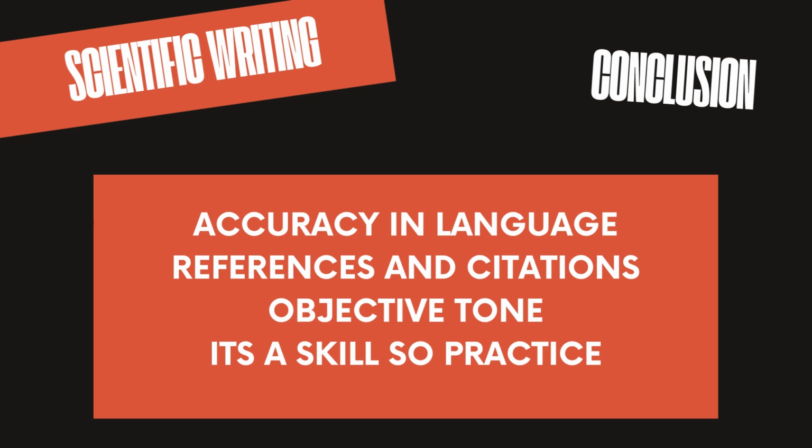So, to sum it up, scientific writing is all about communicating your research clearly, structuring your paper logically, using accurate and objective language, and ensuring your work builds on what others have done. Whether you're writing a research paper for class or aiming to publish in a journal, these principles will help you succeed.